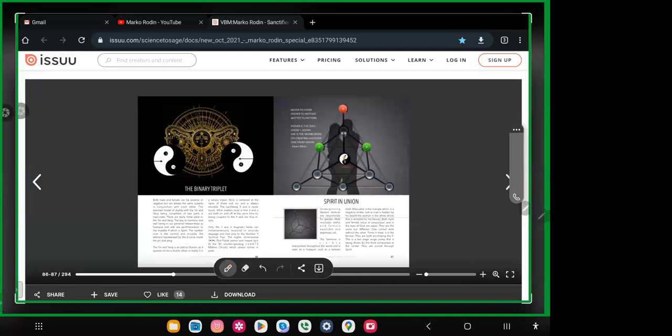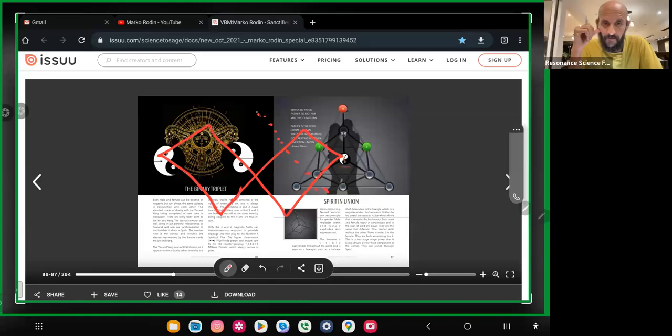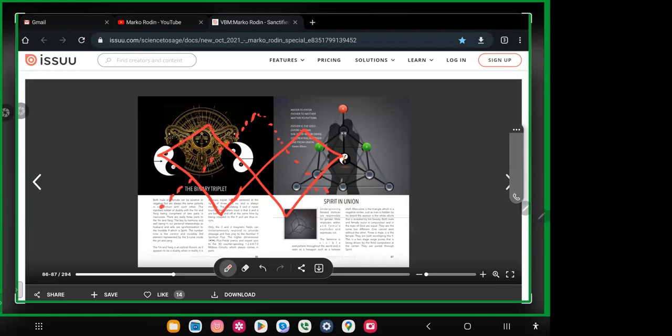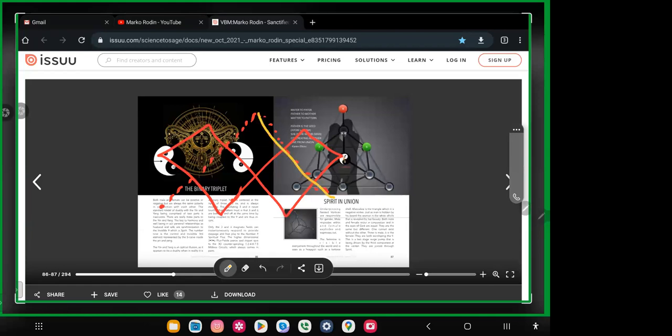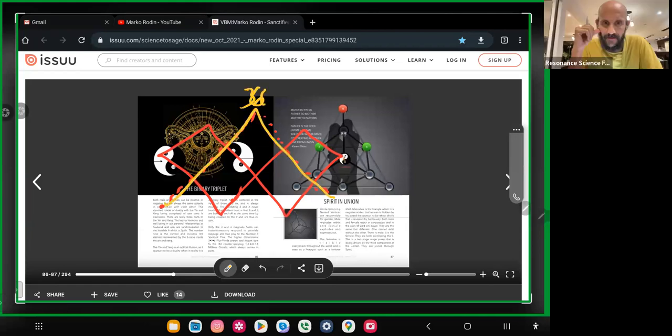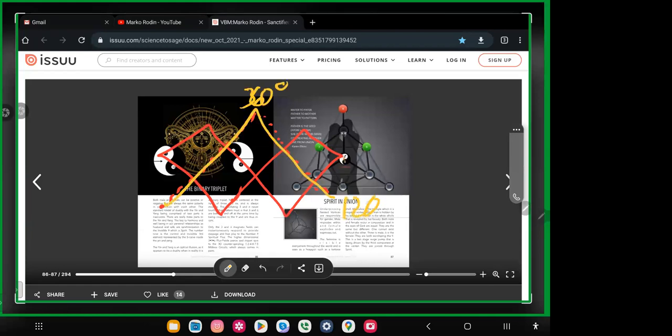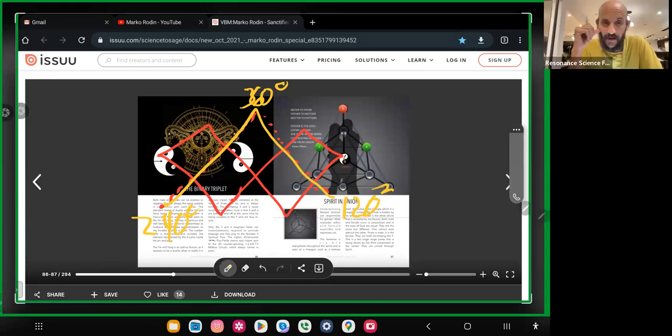Computer scientists were wrong. How could the binary code be on a triangle if it was binary? It's 360 degrees, 360, 120, and 240. The binary code can't be on a triangle. That is wrong. It is a man-made mistake.